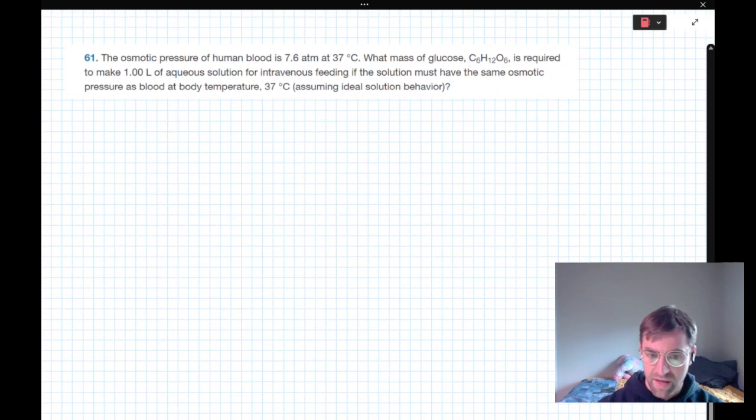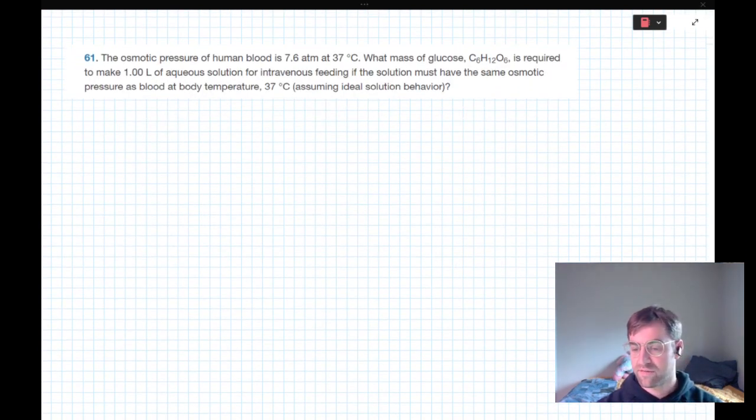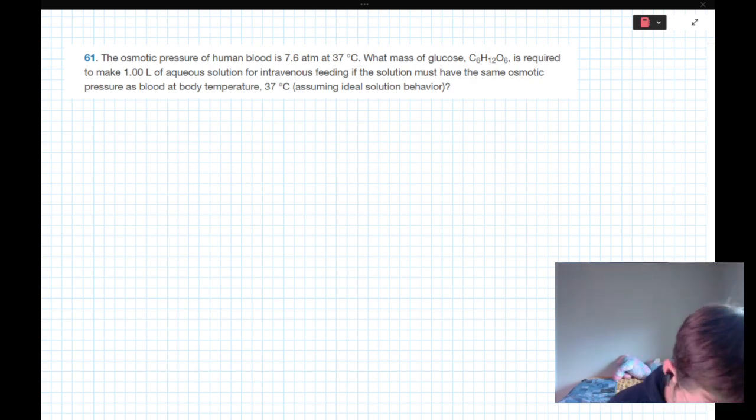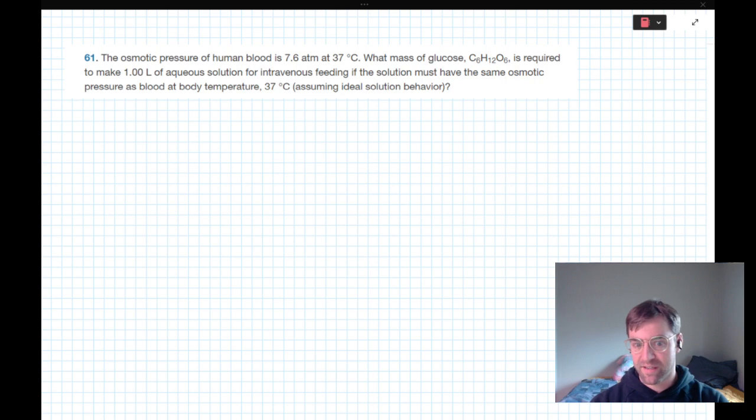Okay, I think this is our last exercise. Short and sweet today. And this is another osmotic pressure question, with some physiological applications, which I love. The osmotic pressure of human blood is 7.6 atmospheres at 37 degrees Celsius, which is around body temperature. What mass of glucose is required to make 1 liter of aqueous solution for intravenous feeding if the solution must have the same osmotic pressure as blood at body temperature, 37 degrees Celsius, assuming ideal solution behavior?